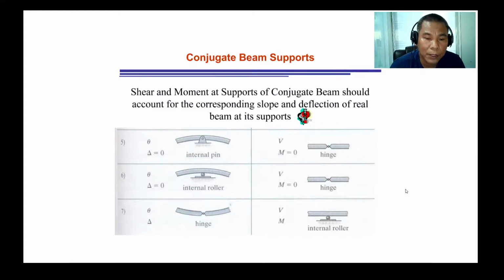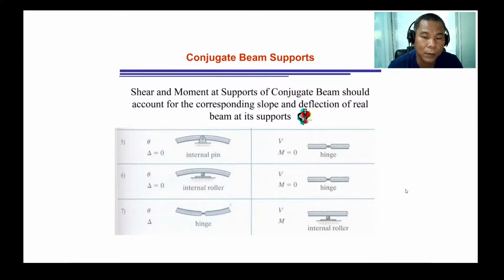Also, other supports just like the internal pin. In the internal pin, again, there will be no displacement, so delta is equal to 0. So what would be the possible support that should give us a moment equal to 0? Then that should be an internal hinge, because the slope is unknown, so the shear should also be unknown. So perfect is a hinge. Internal pin is the same as the internal roller. It will give us no displacement.